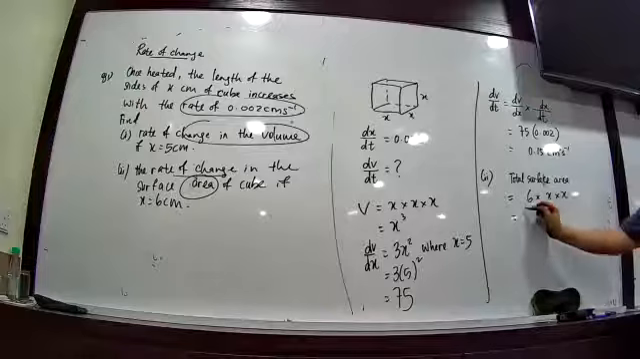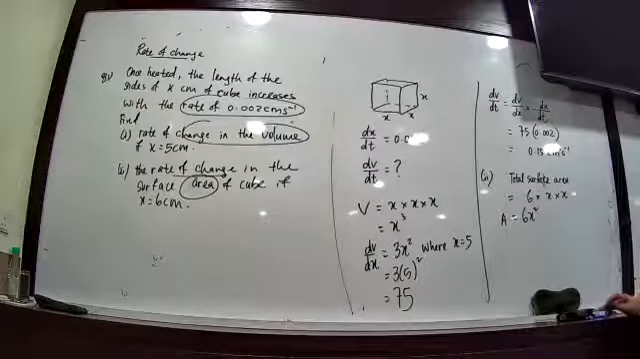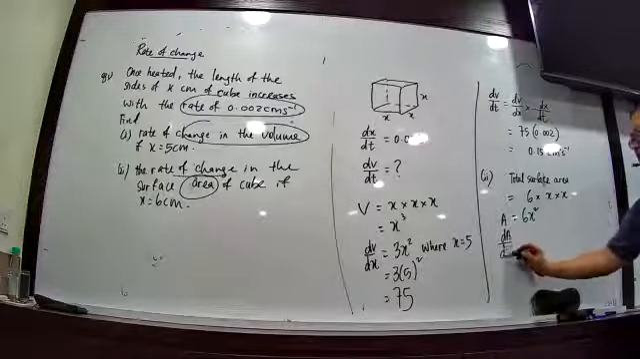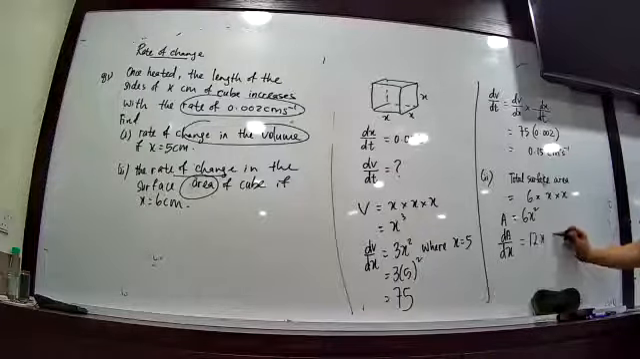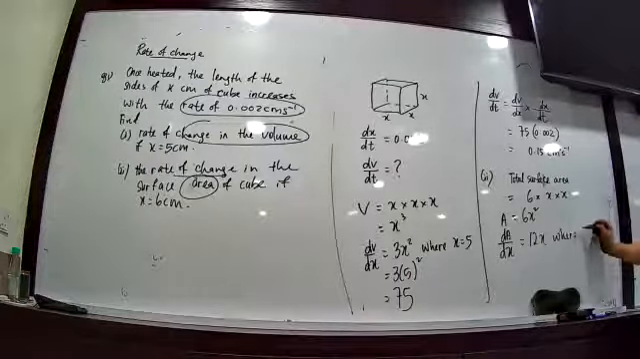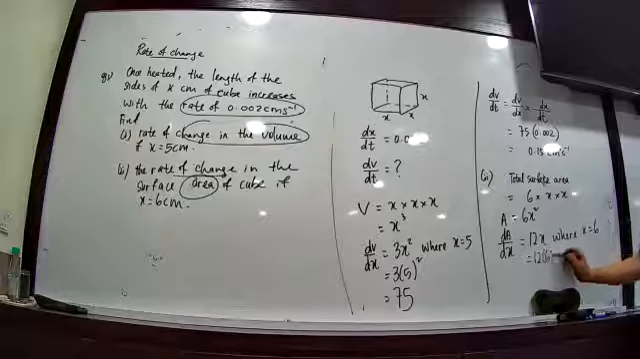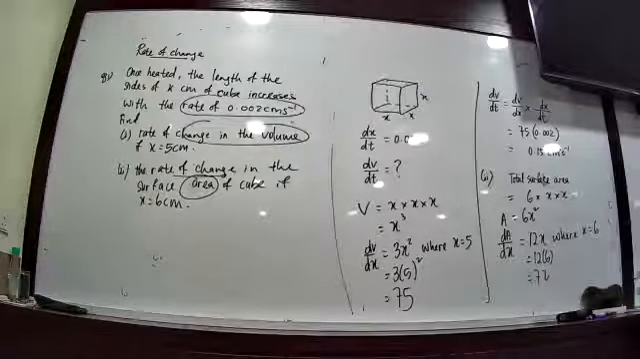6 times x times x. So you get the 6x squared. So the first step you have to find the dA/dx. So it becomes 12x, where your x equals 6. 12 times 6, 72, right? Then only you find the dA/dt.